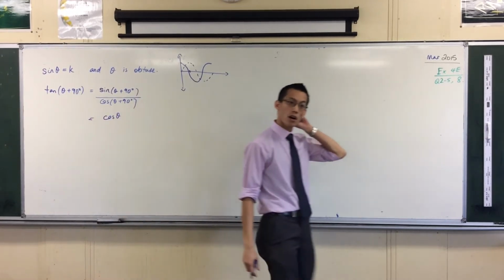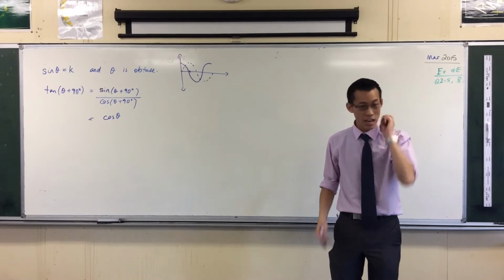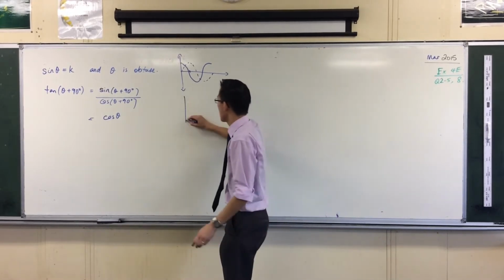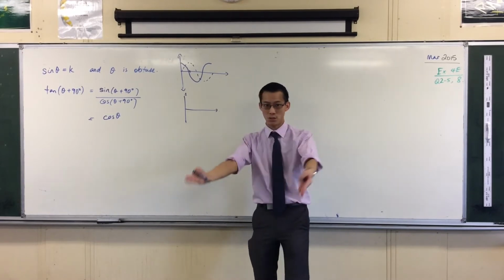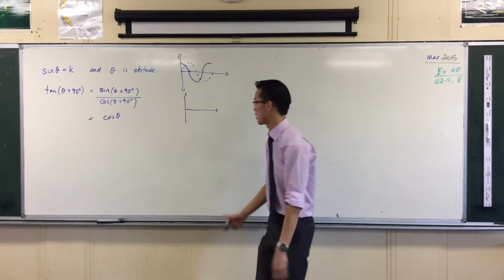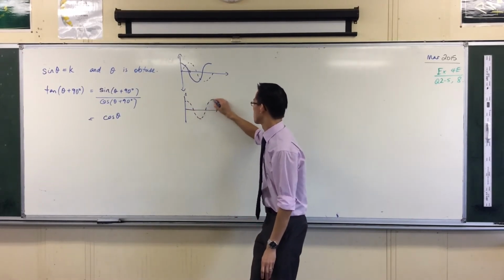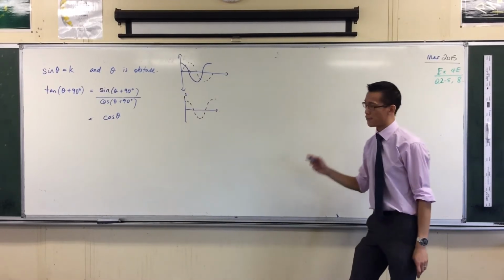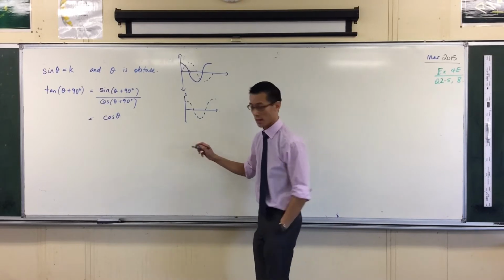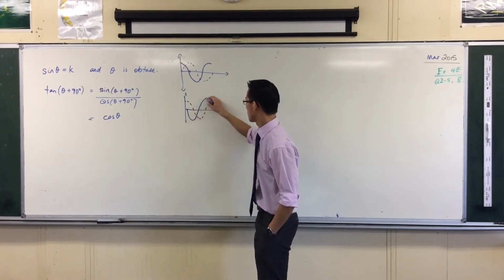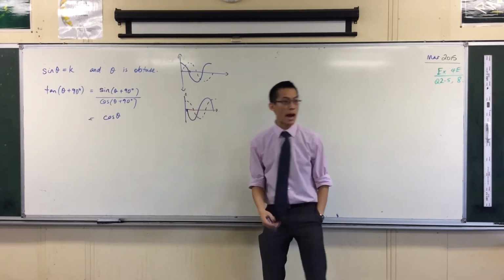Okay, now I've got cos of theta plus 90, and I'm just going to repeat the same process, right? Eventually you'll start to get to the point where you don't need to do this. You can start to do it in here. This is still fairly new to us. So here is cos, and again, I've shifted it 90 degrees to the left. So what's it going to look like? I think that's what we're having, right?